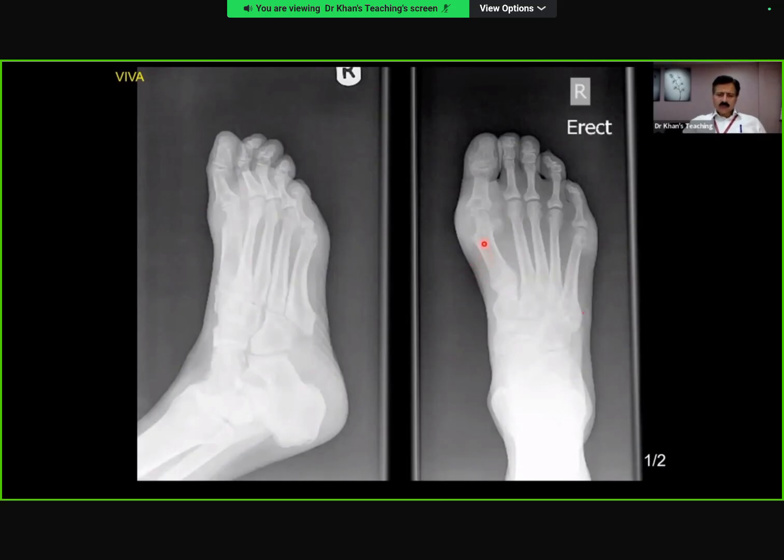Now, if you see here, in gout, what happens is that there are punched out erosions with overhanging edges. One of the key findings, you have to develop your eyes on this. If you see the margin of the erosion, it might have a sclerotic border. They say that this is the only type of erosion which has a sclerotic margin. Nothing else in the world will give you this finding. This is the tophi here, which is sitting here. Of course, there can be involvement which goes along the cortex here, but the joint space is also reduced. So this is gout.